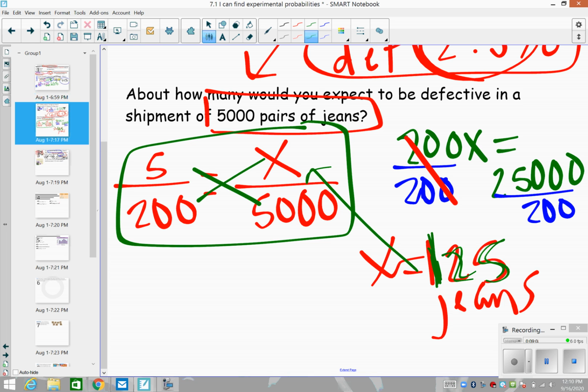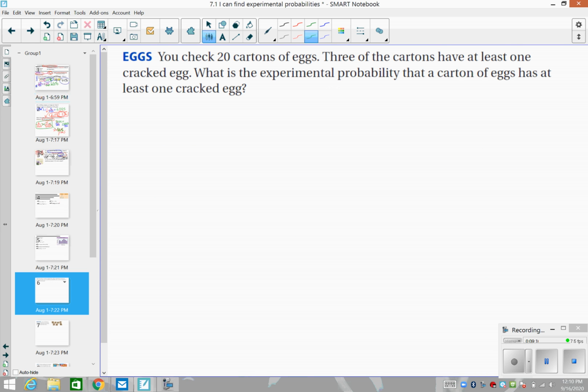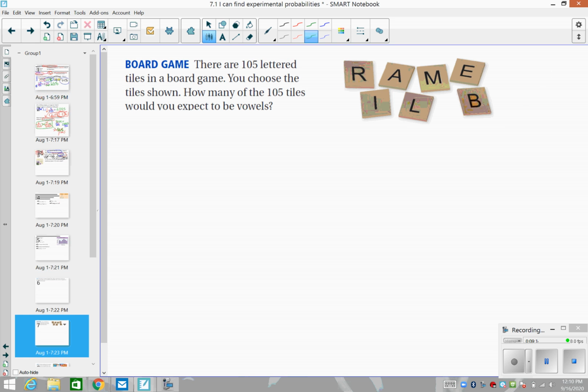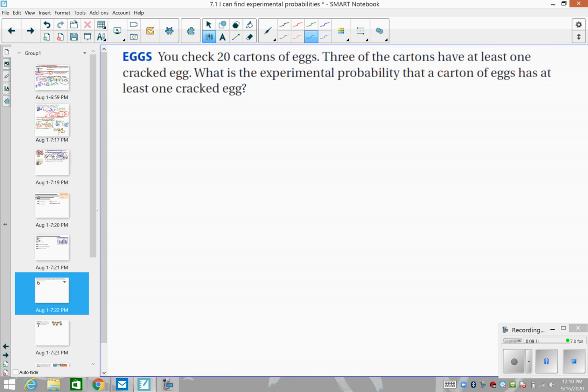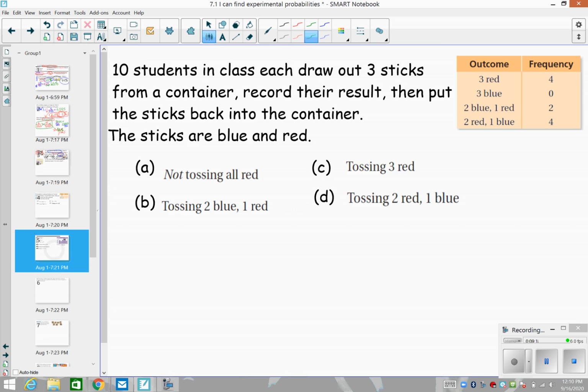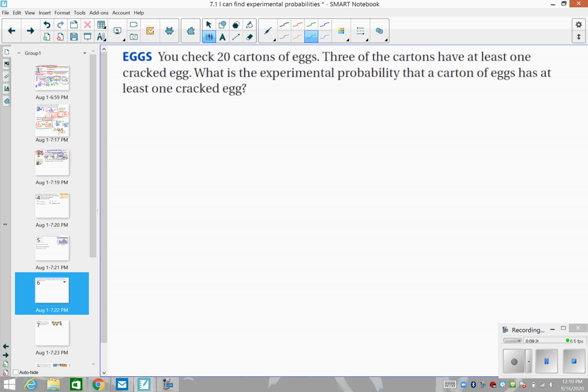Let's take a look at a couple other examples. I'm going to skip around here until I find what I think I want. Yeah, these are all really good ones. I'm going to skip that one. I'm going to skip that one.